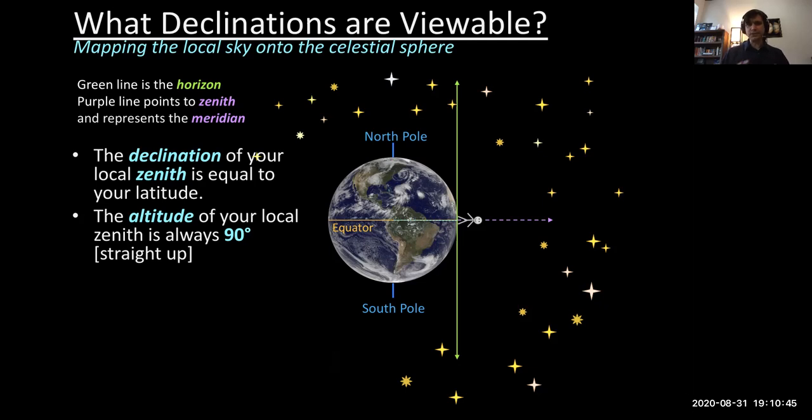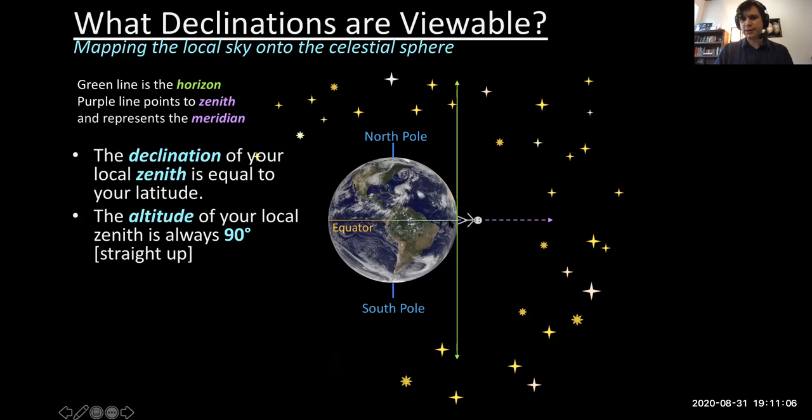All right, let's do waypoints. So always go back and try to figure out some easier stuff that will guide us to the more advanced stuff. And let's go with a statement. The declination of your local zenith is equal to your latitude. That is something, write that down 10, 15 times. I'm going to show you that.